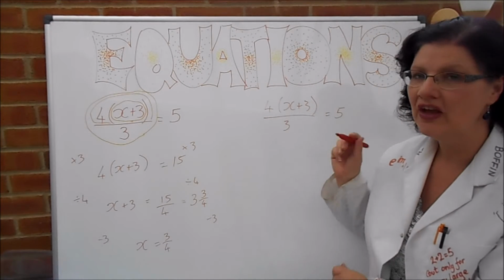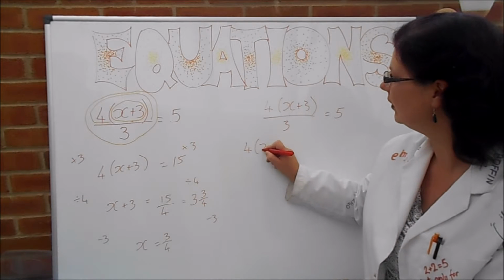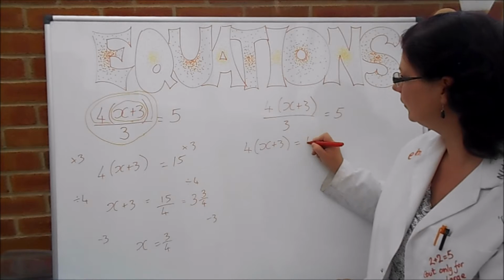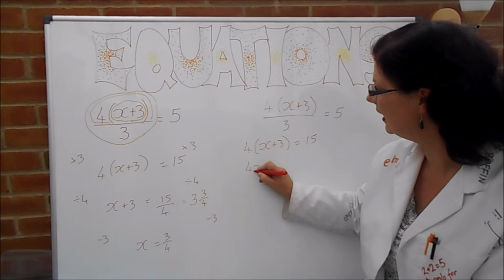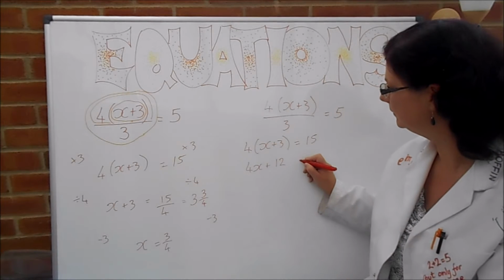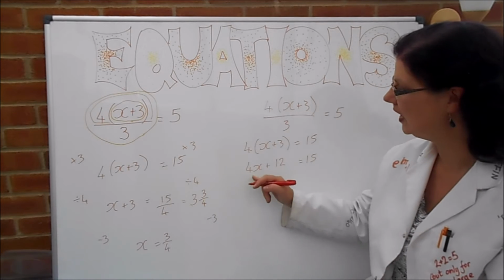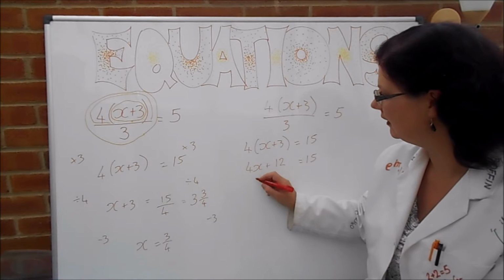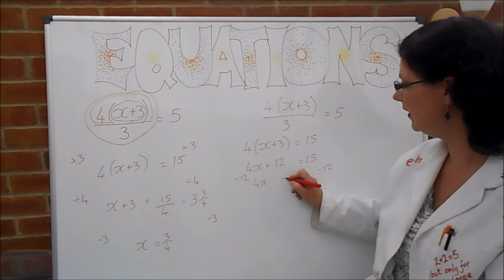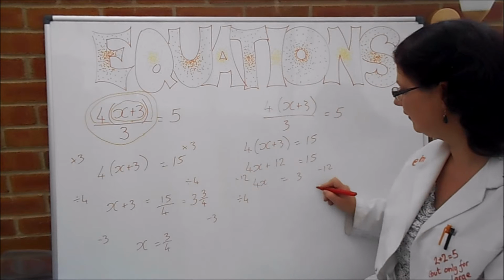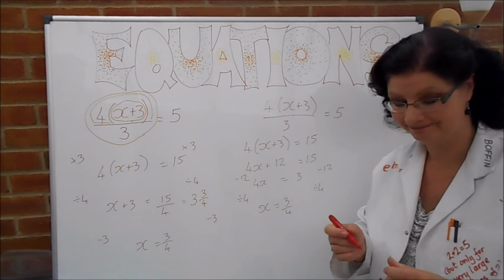Right, let's look at simplifying this. First thing I'm going to do is multiply by whatever's on the bottom of the fraction. So we're going to get 4 lots of x plus 3 equals 15. Okay, we can multiply this out now, that's much nicer. So we're going to get 4x plus 12 equals 15. We've now turned this into a 2-layer problem with a times by 4 and a 12 on there. That's much nicer. So we're going to do a take away 12, gives us 4x equals 3, and a quick little divide by 4 gives us x equals 3/4.